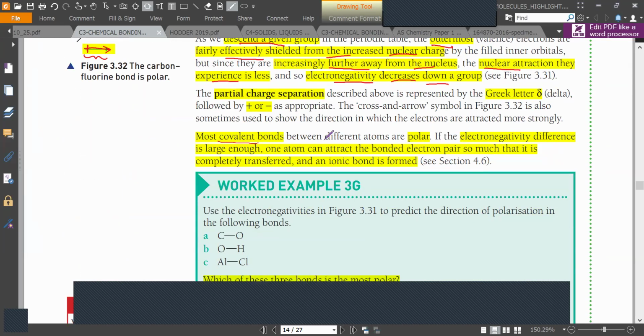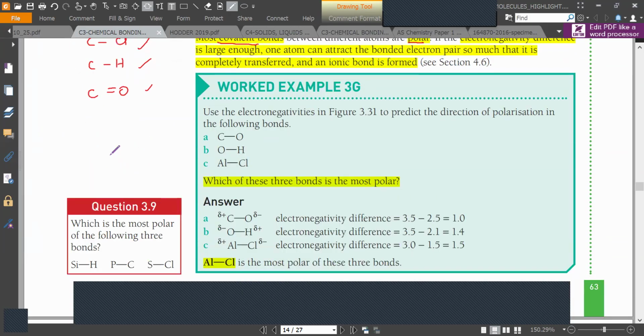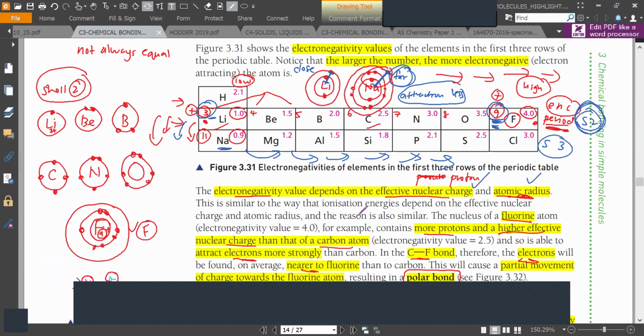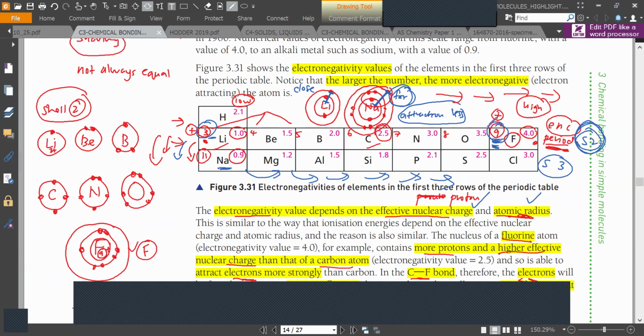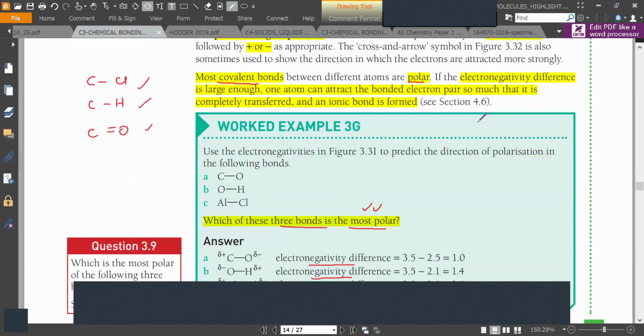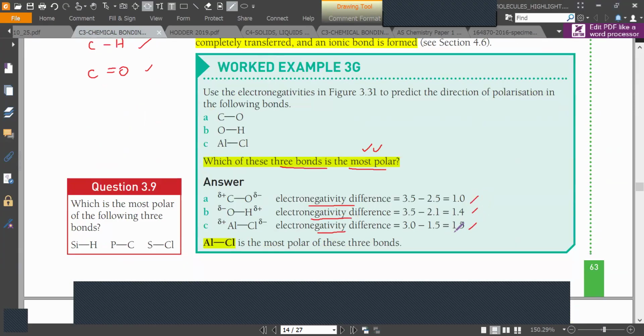Most covalent bonds will be polar, like C-Cl, C-H, C-O. We can see this example here. Which one is the most polar? How can we know the polarity? We find the electronegativity difference. For C-O, C is 2.5, O is 3.5, so we find the difference. If we find the difference for all of them, we see that the difference is the greatest for Al-Cl. So Al-Cl is the most polar.